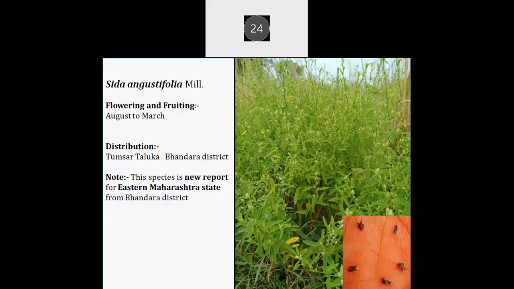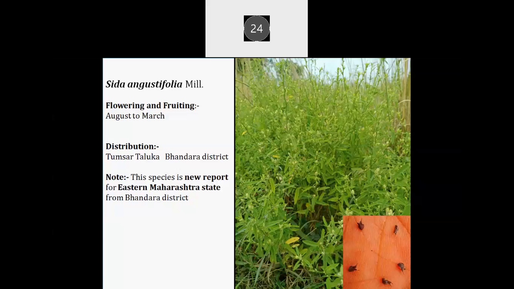This is the unusual species, and I think this plant species is not reported throughout eastern Maharashtra still today. In the previous year, I collected this plant species from Tumsar Taluka and then went for detailed identification. Then I found that there is a berry crop which is totally different from the rest of the 22 species found throughout India. Then I communicated with the expert, and they said that this is Sida angustifolia.